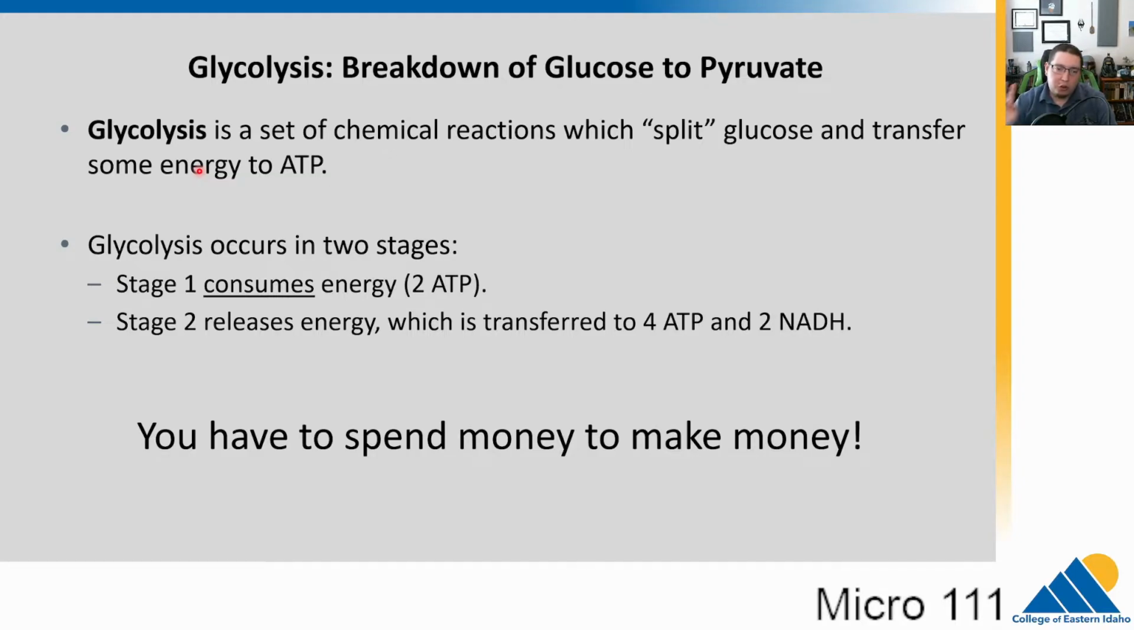This happens in 2 steps. In the first stage, we actually have to spend some energy. We actually have to consume some ATP. But in the second phase, we will release ATP. So net, you're going to get about 2. This is kind of like you have to spend money to make money, right? You gotta get this process going by spending a little energy.